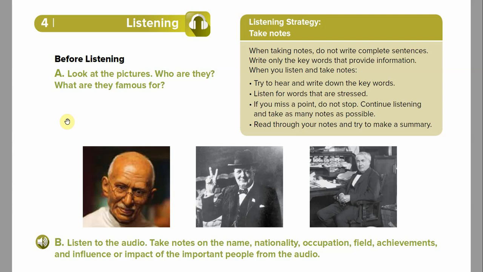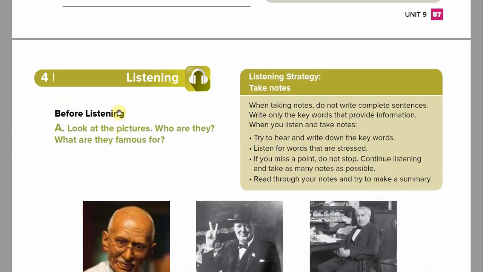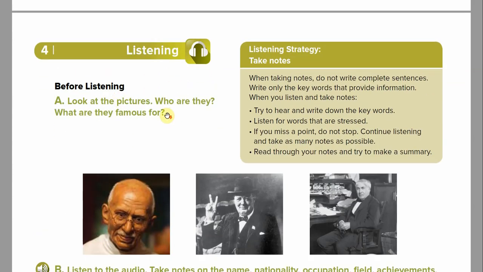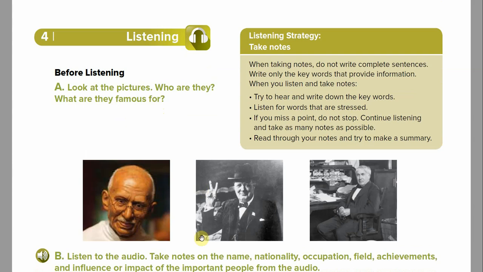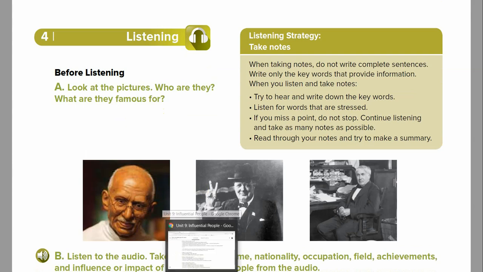Welcome back, students. This is the listening section for Unit 9. It is page 88, so please turn to page 88. Let's check the homework to see what we need to do.